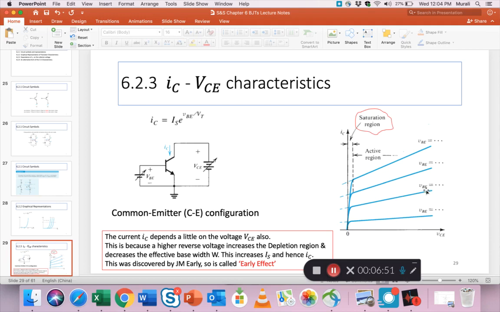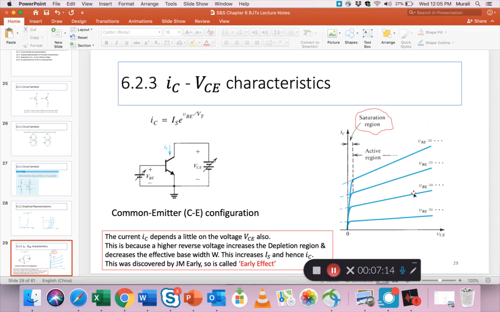VBE is, let's say, 5 volts. Well, 5 is probably too high, but let's say 2 volts. So for 2 volts, as you increase the VCE, the collector emitter junction voltage, there's a slight increase in IC, right? Not too much, but it does go from here to here, a slight increase.